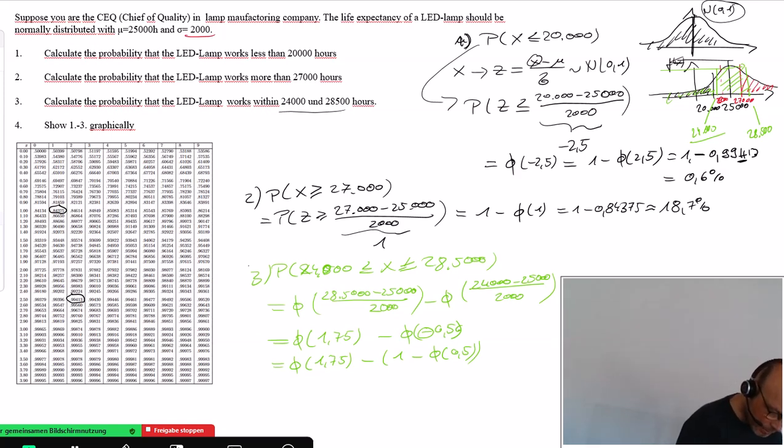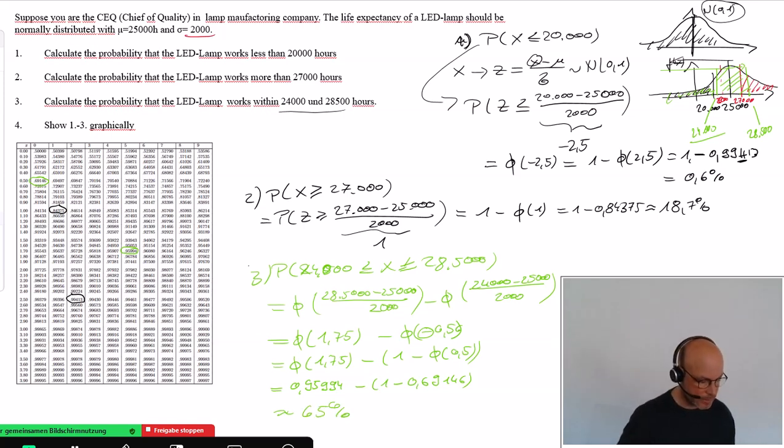And 1.75 we obtain here, and 0.5 we obtain here. So we have then 0.95994 minus 1 minus 0.69146, equals roughly 65%.